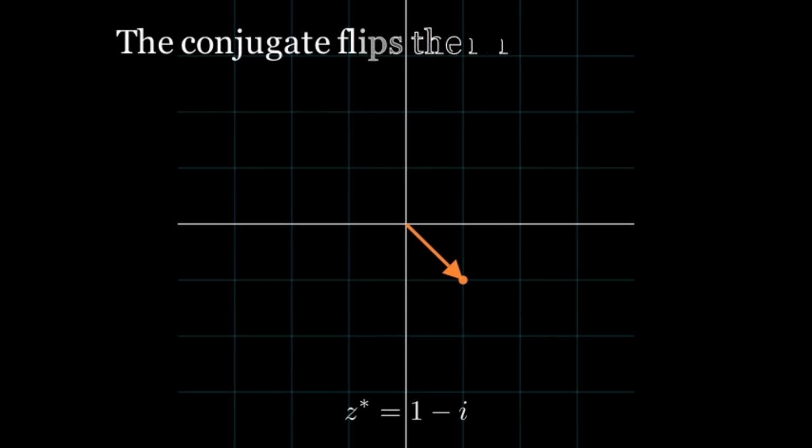The conjugate of a complex number flips the imaginary part. So, z star equals 1 minus i. You can think of it as a mirror image over the horizontal axis.